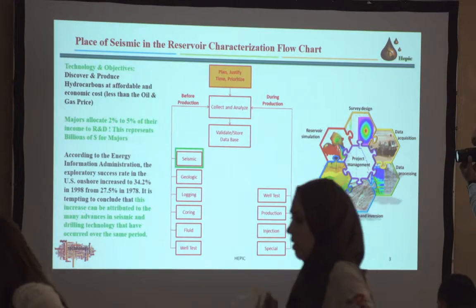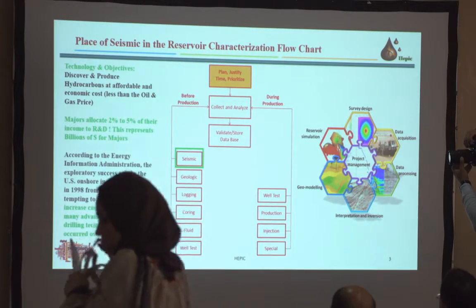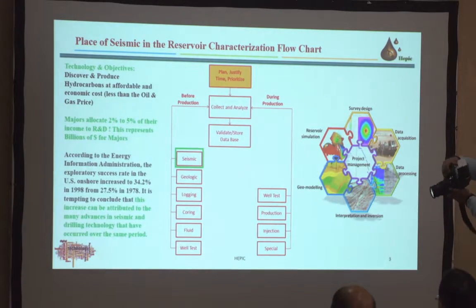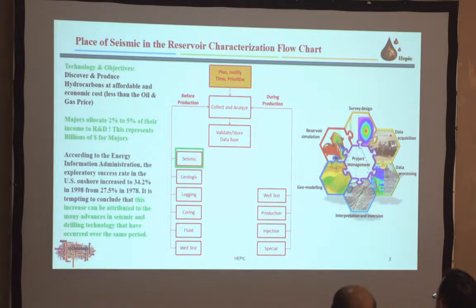First of all, the objective of technology as a whole is to discover and produce hydrocarbons at an affordable and economic cost, of course less than the oil price. Keep in mind that majors pay a lot of attention to improving the technology, and they allocate 2 to 5% of their income to research and development, which represents billions of dollars.